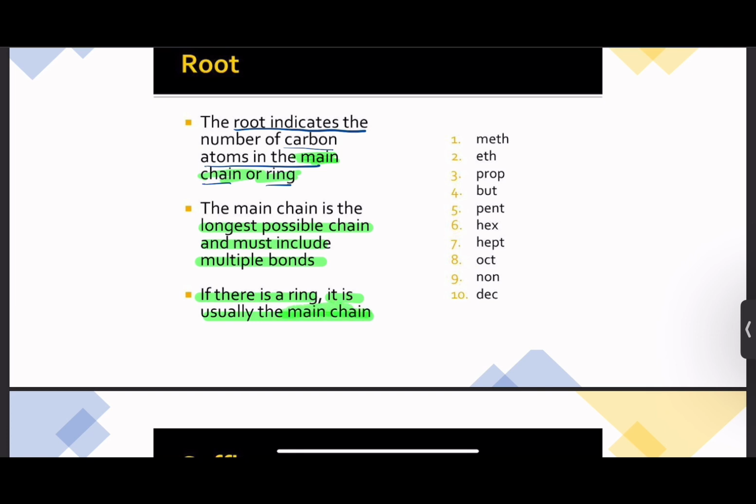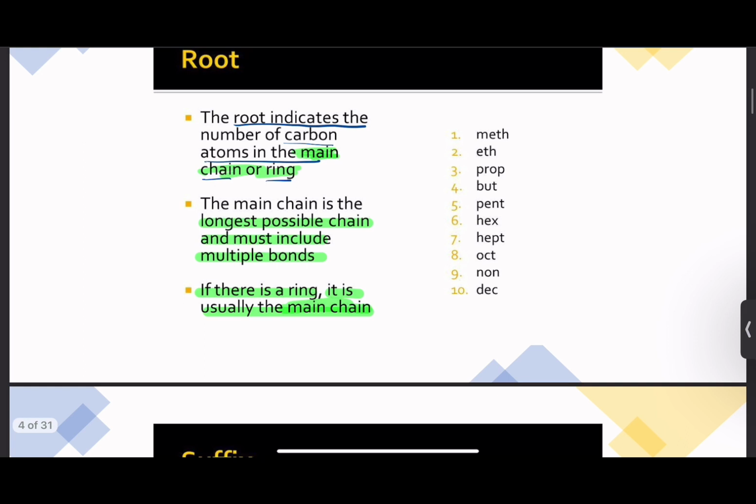The names of the roots are these. If you have one carbon, it's meth; second is eth, prop, but, pent, hex, hept, oct, non, dec. Okay, so 10 carbons is going to be dec.